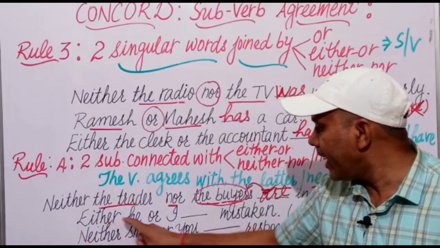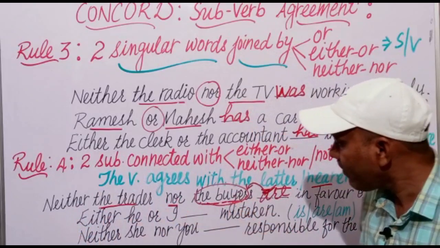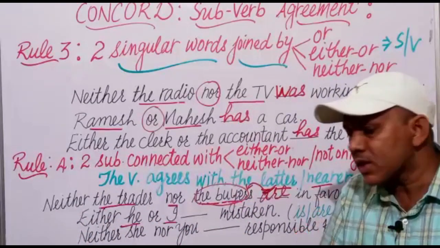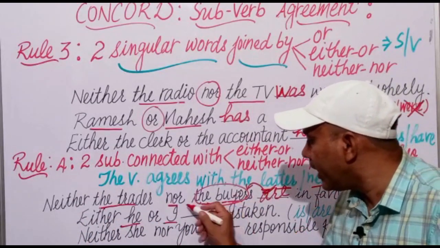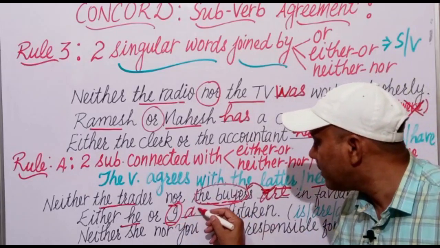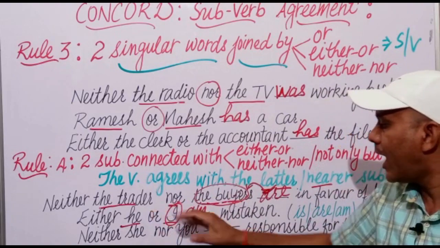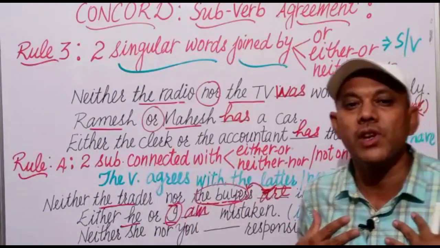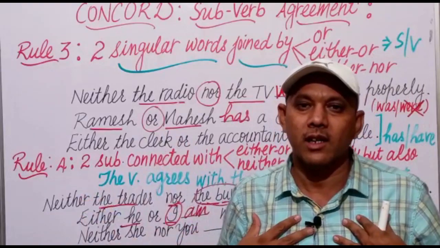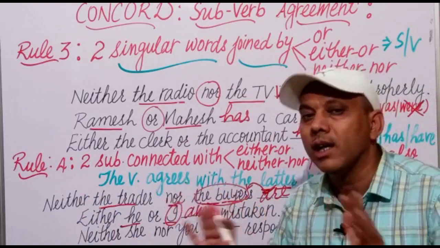Next sentence is either he or I dash mistaken. Now, he or I. Use the verb according to the later subject. Means I के साथ हम am का यूज करेंगे. Either he or I am mistaken. या तो गलती उससे हुई है या मुझसे हुई है. Am mistaken. हम यहां is का यूज नहीं करेंगे.